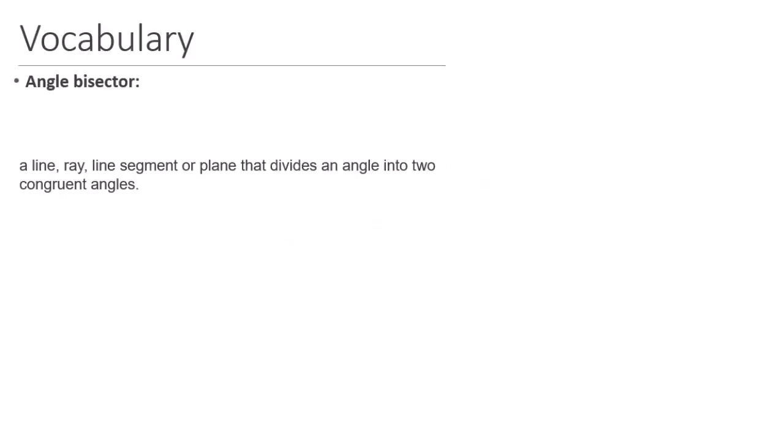All right, so next vocabulary word, angle bisector. This is a word that we've used before, but an angle bisector is a line, ray, line segment, or plane that divides an angle into two congruent angles. So it could be a line, a ray, a line segment, or a plane, and it divides an angle into two congruent angles.